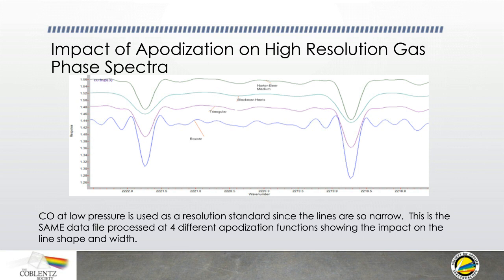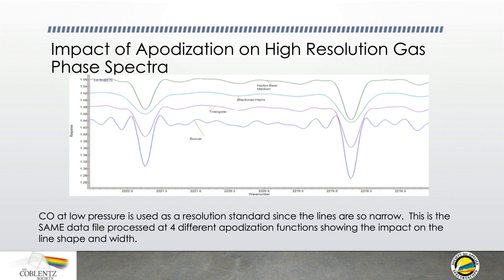And if we were to measure the full width at half max of that peak, we would see that it's within the defined resolution for that gas phase spectrum, which I believe for these spectra were done at a tenth wave number. Again, taking exactly the same data file and using triangular apodization, which is the one up, we can see the band has started to broaden.